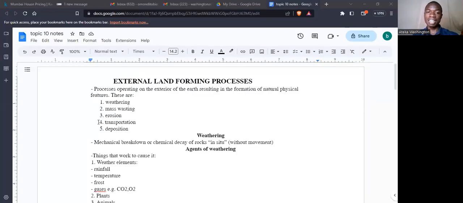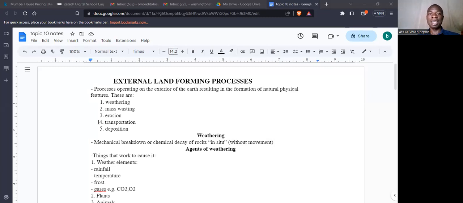If you can allow me to share my screen first, so that you all see what is going on. Yes, as you can see very well, those are my notes. I was reminding you that in Form 2, we looked at internal landforming processes, and these are all the forces that take place inside the Earth's surface and influence the features that are formed within or beneath the Earth's surface.